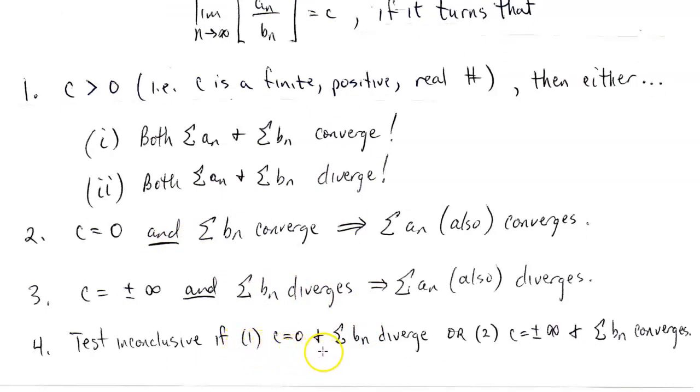And of course, if we get c equal to 0 and our b sub n series diverges, so if we have both of those situations, or if we have c equal to plus or minus infinity and the b sub n series converges, which is the opposite of situation number 3 here, then for both of those situations, we know that the test is inconclusive. So if we have situation number 1, number 2, or number 3, then we know what the answer is. If it deviates from one of these 3, then of course the test is inconclusive.